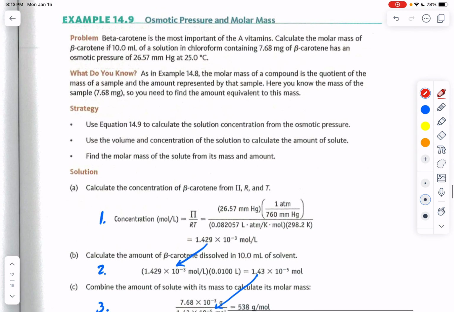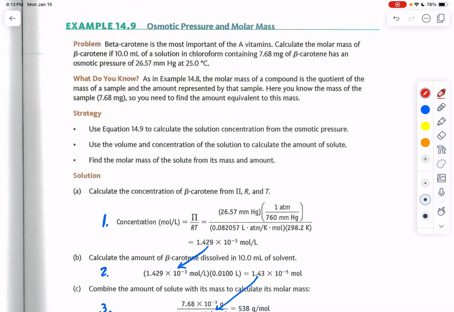Here's another problem. Beta carotene is the most important of the A vitamins. You can find it, for example, in carrots and other things that are orange. It's also a pigment that's present in leaves. And so in the fall, when the chlorophyll, which causes the green color for leaves, begins to break down before the other pigments do, when the green is gone, it leaves behind things like the orange color from beta carotene or maybe the reddish color from xanthophylls. That's why the leaves change color.